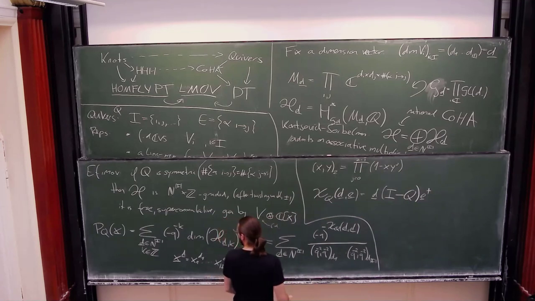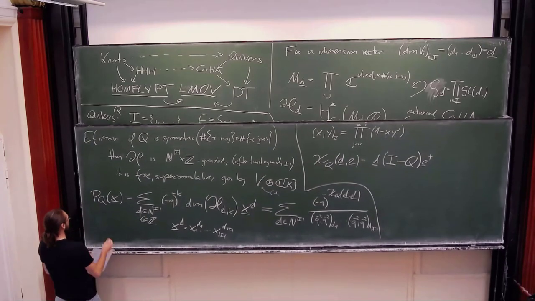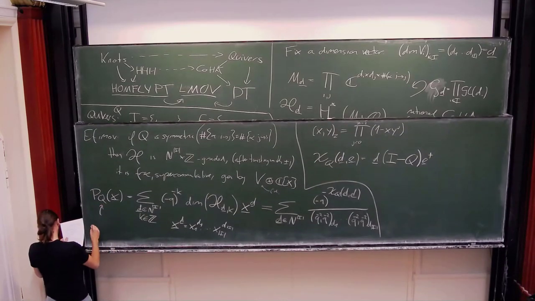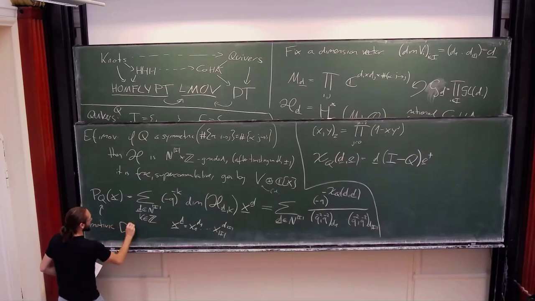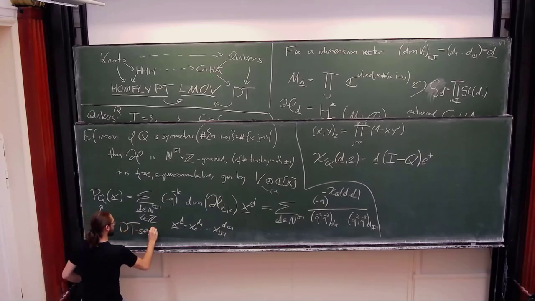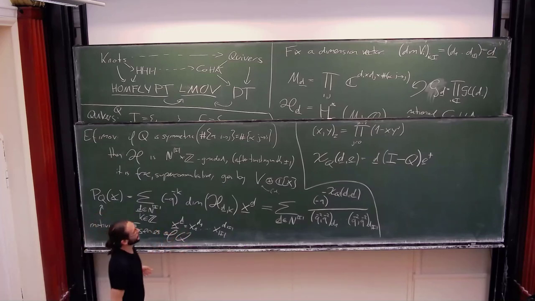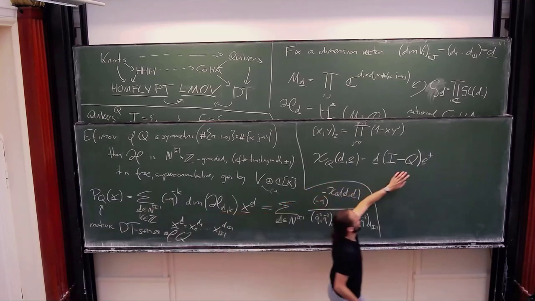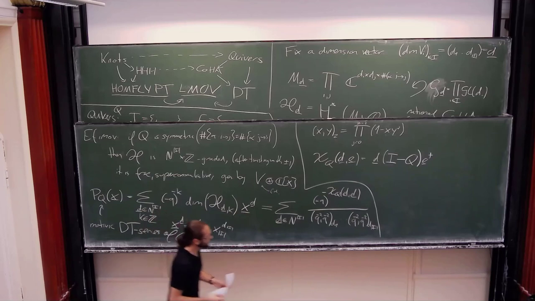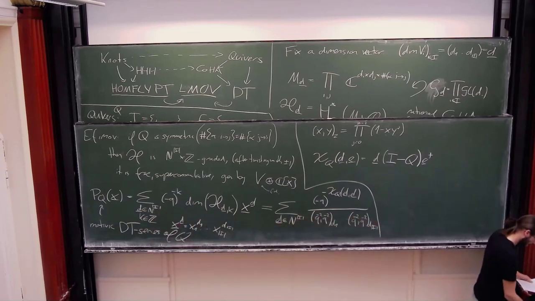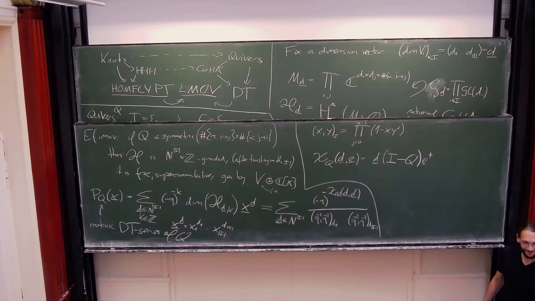Yeah, and so this thing has a name. This is called the motivic DT series of the quiver Q. Okay, so here I'm identifying the quiver with its adjacency matrix. So that's as much as I wanted to say about DT invariants. Are there any questions?